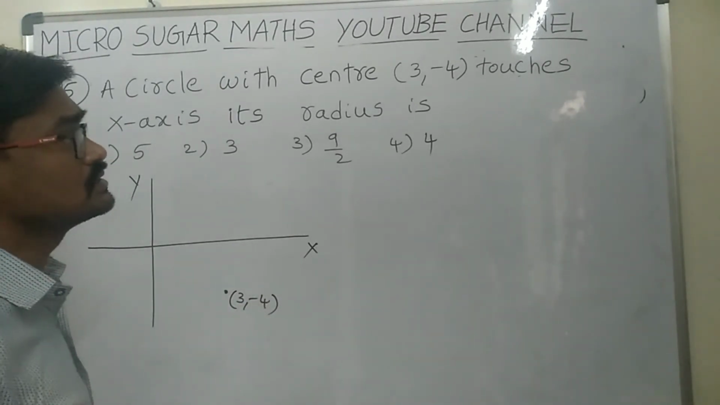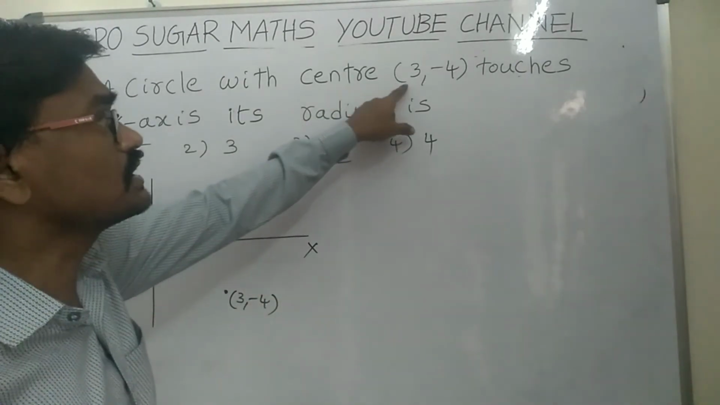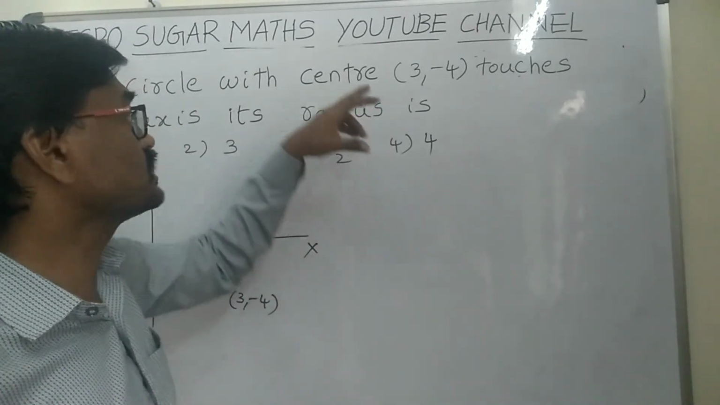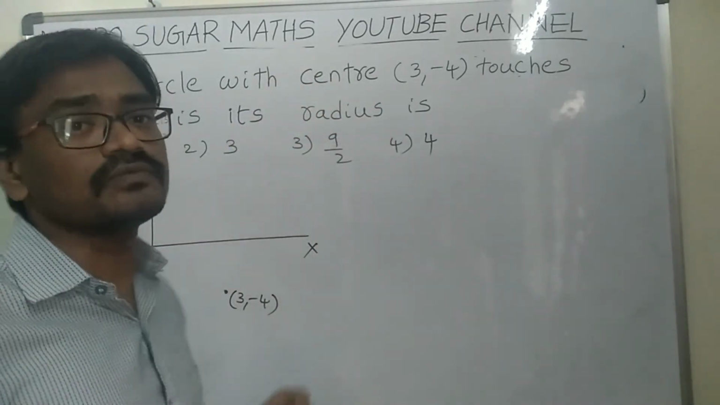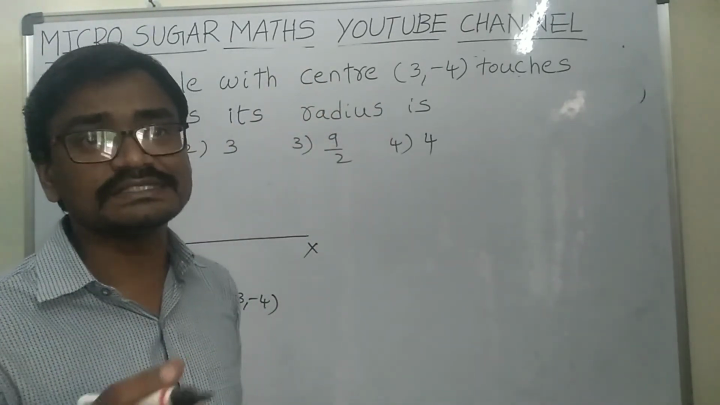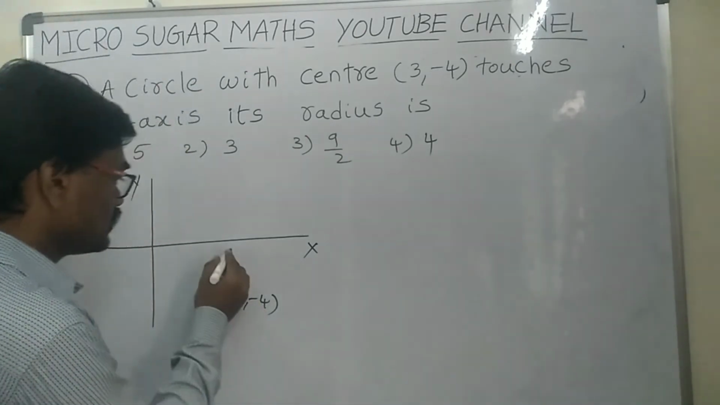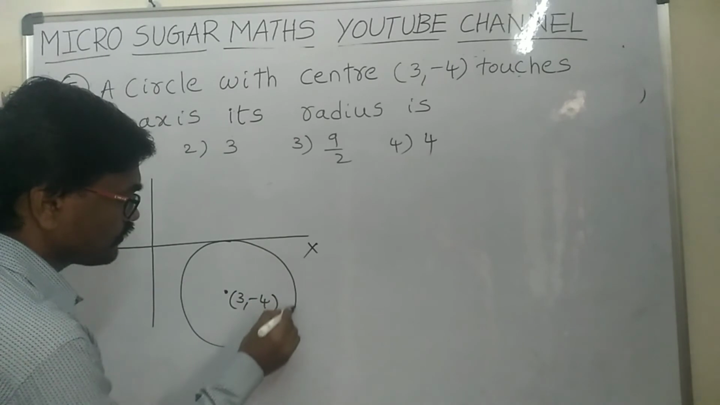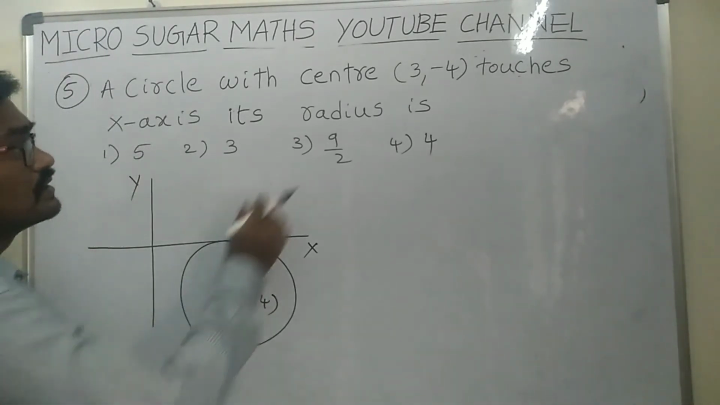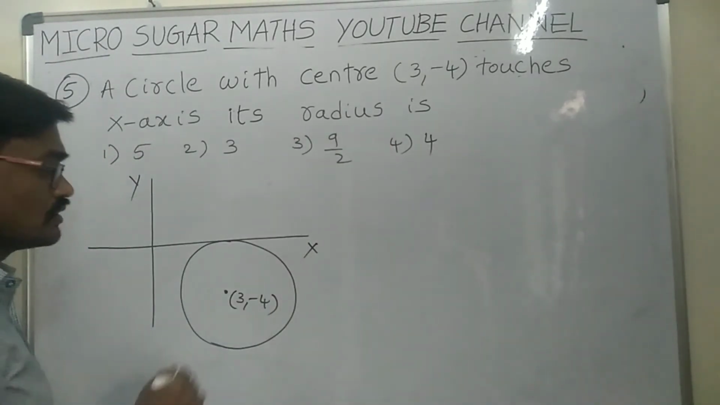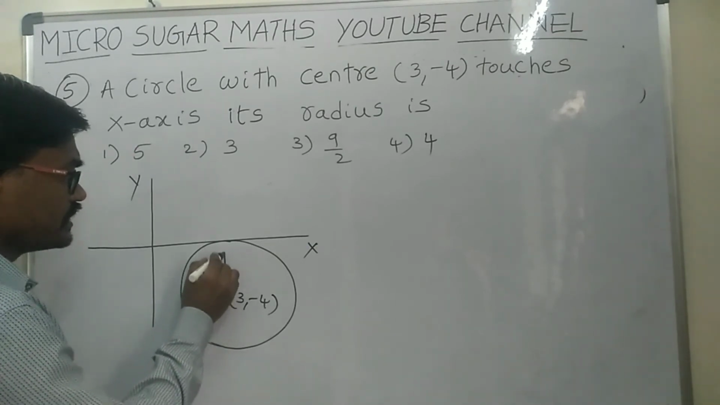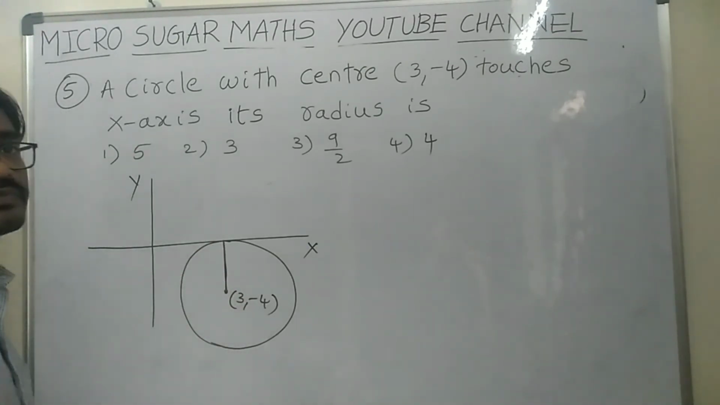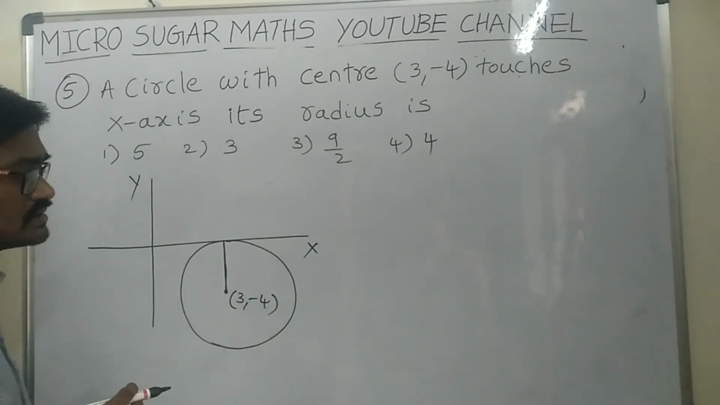Now students, since the center lies in the fourth quadrant, our circle also lies in the fourth quadrant, touching the x axis. Therefore draw a circle touching the x axis. Now students, we require the radius. This is your required radius. Now students, actually what is this value?